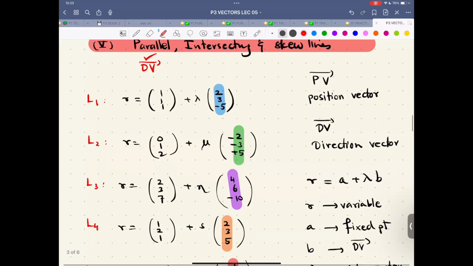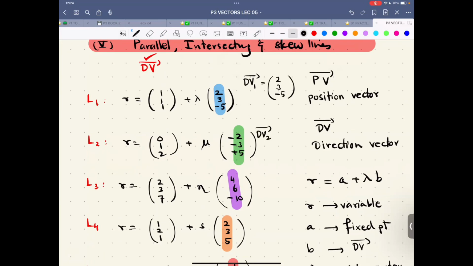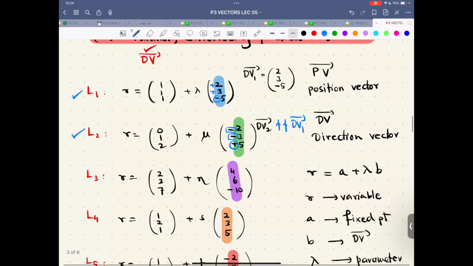Now let's focus on the direction vectors. This is direction vector 1. Let's keep this as the standard. Direction vector 1 is (2, 3, -5). Is direction vector 2 a scalar multiple? The answer is yes. Because if I focus on these 2 negatives and 1 positive, as opposed to 2 positives and 1 negative, it's uniformly changed. So direction vector 2 is parallel to direction vector 1. Therefore, line 1 and line 2 are parallel.